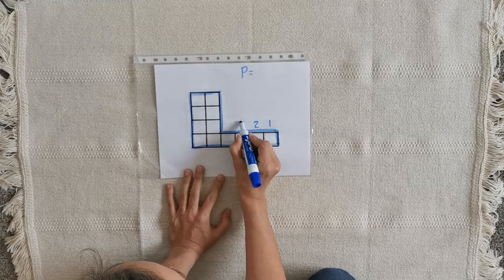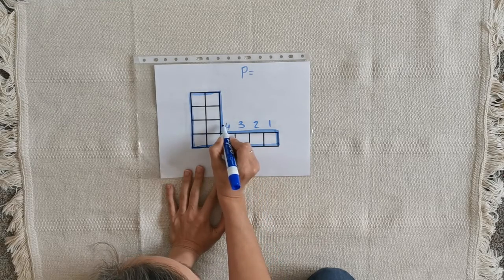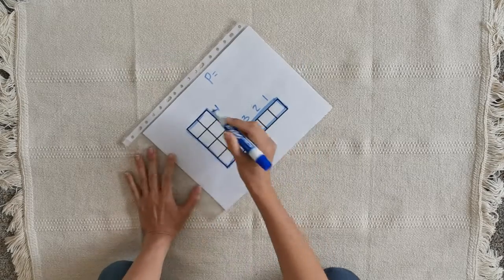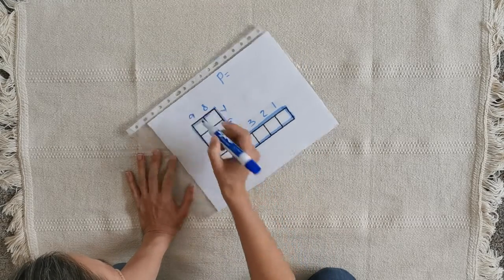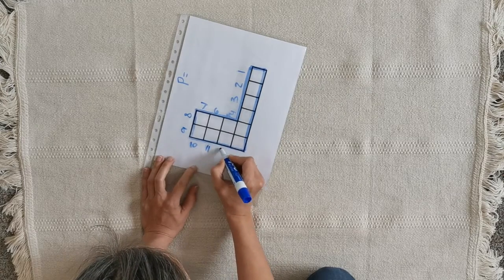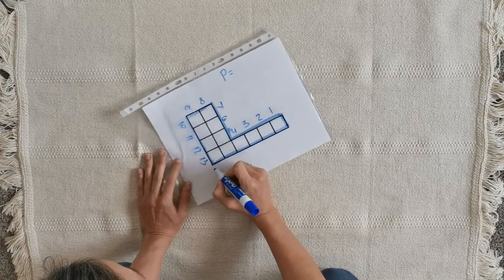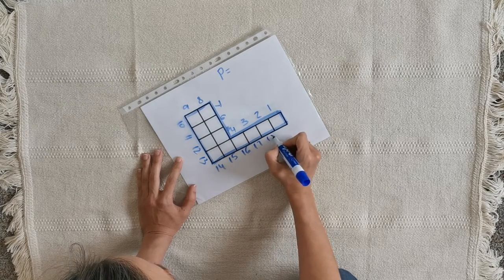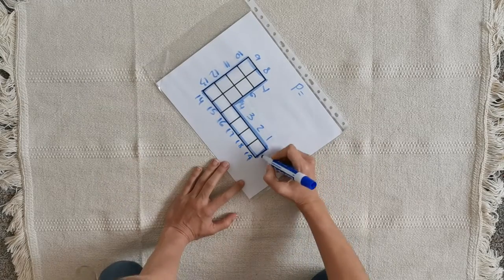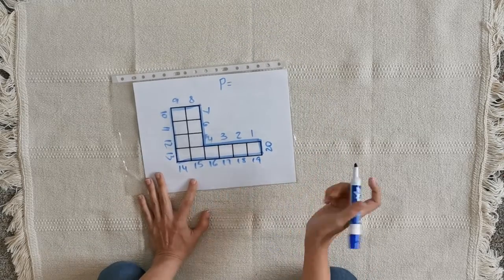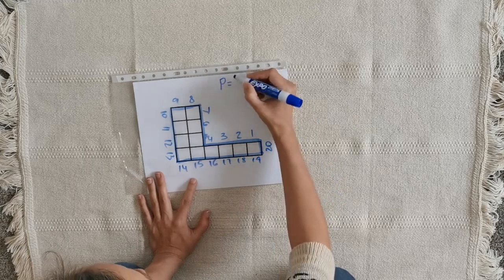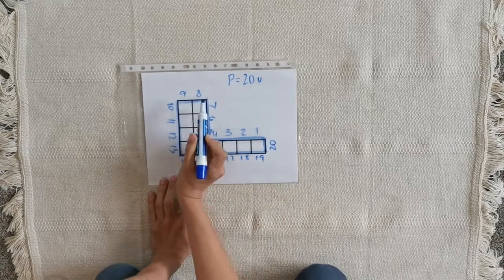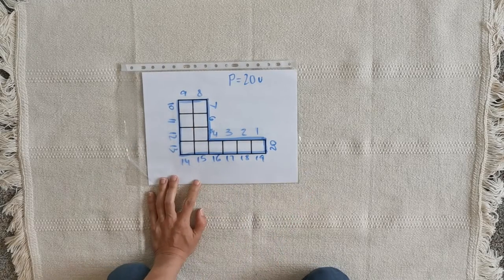1, 2, 3, 4, 5, 6, 7, 8, 9, 10, 11, 12, 13, 14, 15, 16, 17, 18, 19, and 20. So the perimeter will be equal to 20 units. I don't know, probably this is kind of an inch or a little bigger.